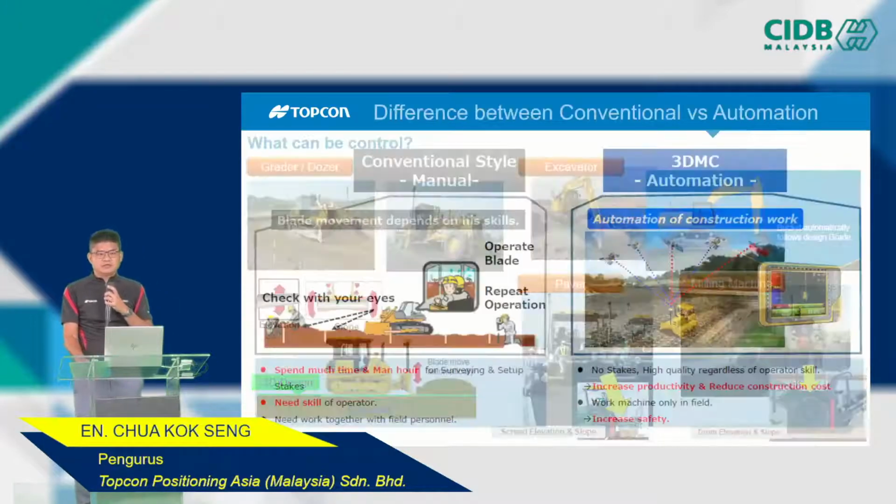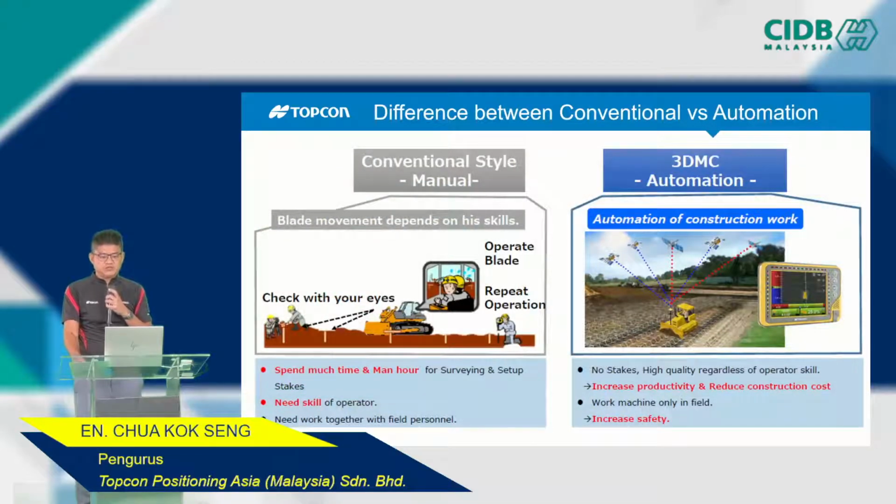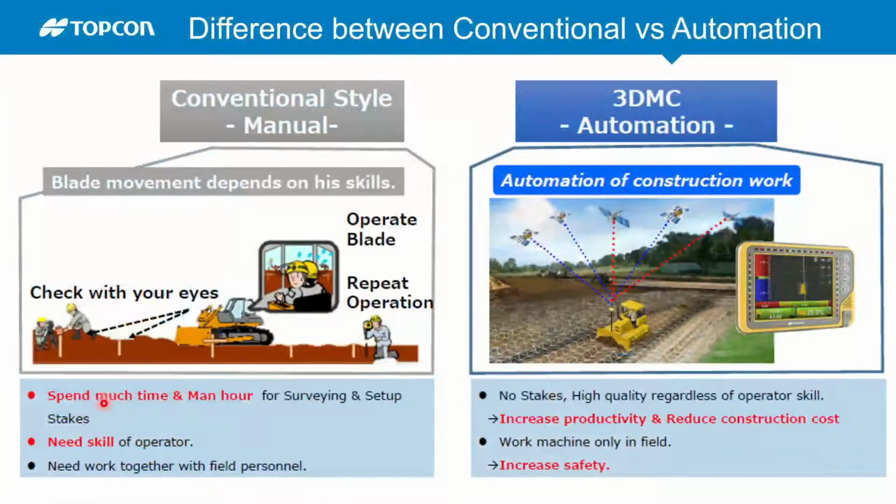Okay, so this slide shows the difference between conventional and 3D machine control automation. As most of you are aware, with the conventional type the operator needs to be very skillful. Sometimes you need to spend much time and manpower for surveying setup, stakes. You need a very skillful operator, especially when you handle a motor grader, and you need to work together with the field personnel. So this will take a longer time compared to 3D MC automation.